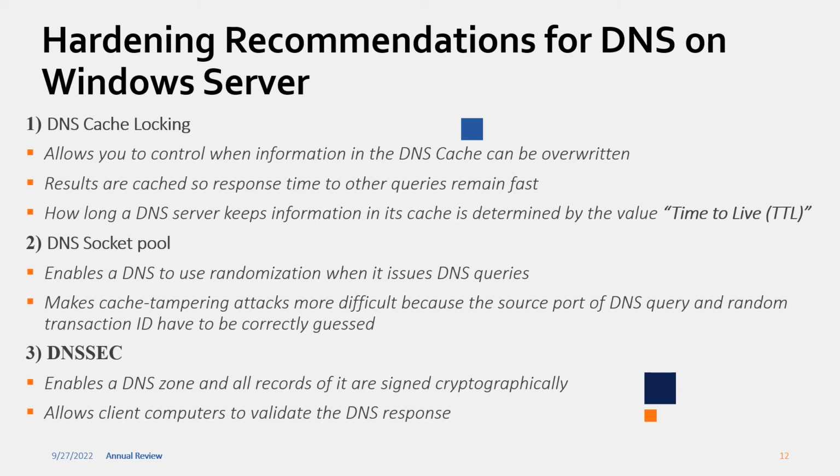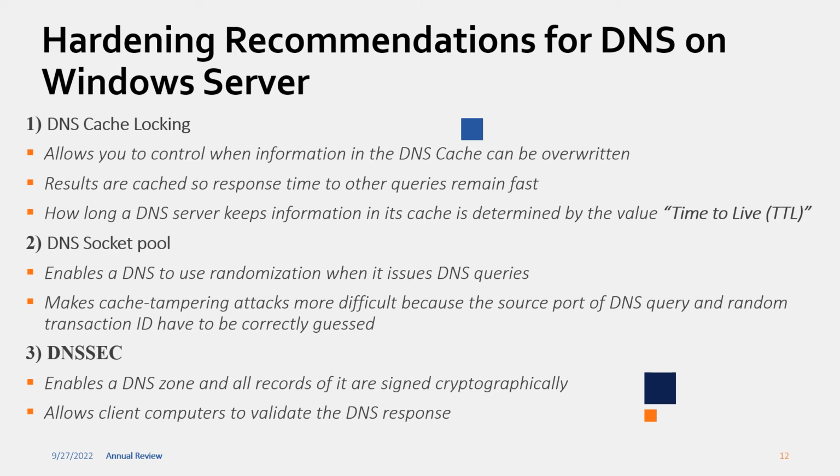Next is the DNS socket pool. We have to enable a DNS to use randomization when it issues the DNS queries. What that does is that we gain random requests. With that, we can make these cache tampering attacks more difficult because in order to successfully launch a cache tampering attack, you have to know the exact source port of a DNS query and its ID.